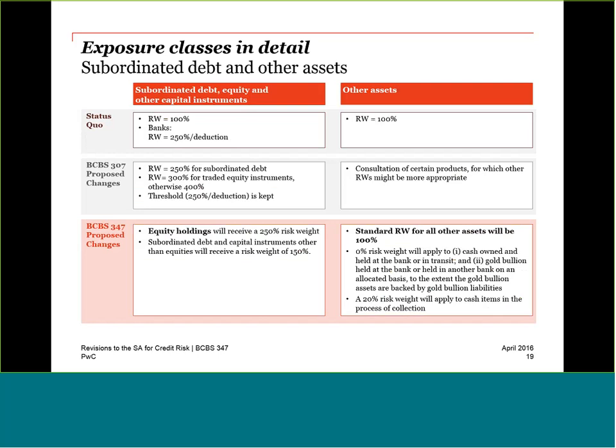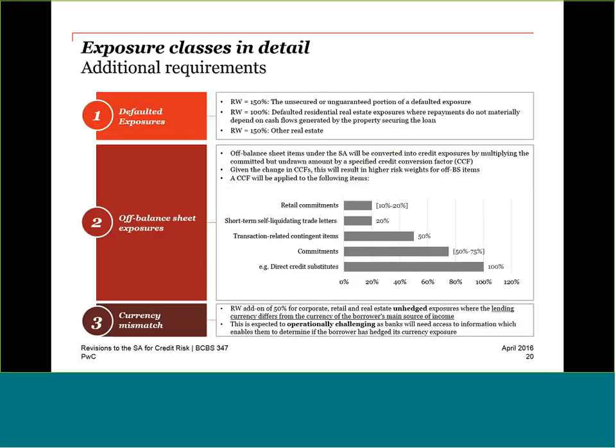Much more interesting is the left-hand side with equity holdings, which will attract a risk weight of 250%, while all other subordinated debt and capital instruments will attract a risk weight of 150%, which is also much less punitive than the first consultation paper, which required risk weights of up to 400% for those positions. And therefore, I hand back to you, Lucy, and the additional requirements.